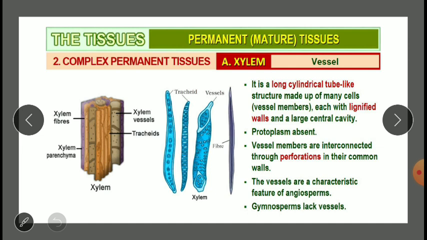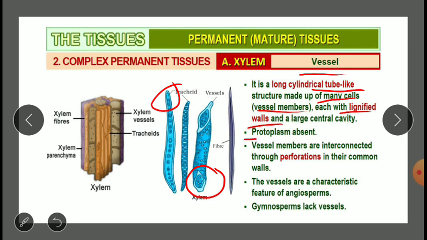Coming to the second one, the vessels. Vessels are also dead tissues. They are also a type of sclerenchyma. These vessels are long, cylindrical, tube-like structures made up of many cells, that is vessel members, each with lignified, that is thick, walls. As you can see, these are different from the tracheids because of their shape. They are cylindrical. They do not have the tapering ends like the tracheids.